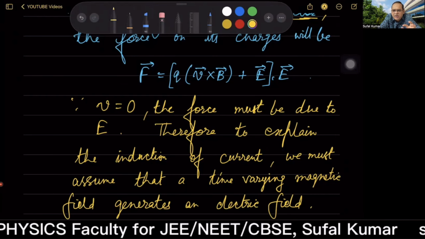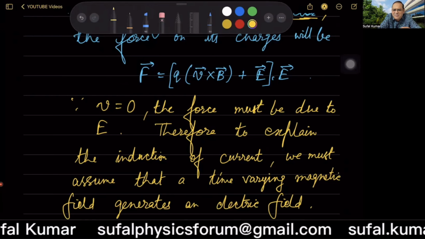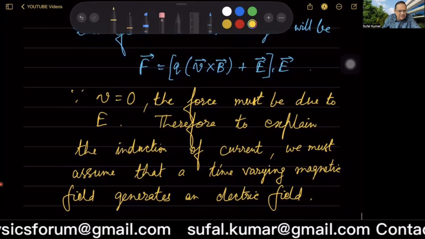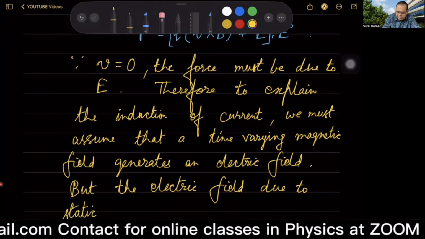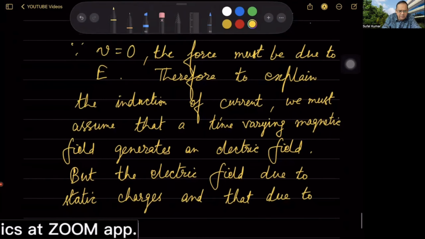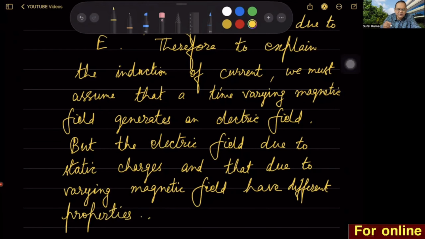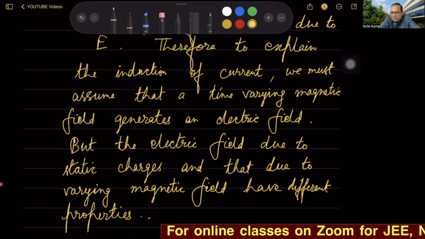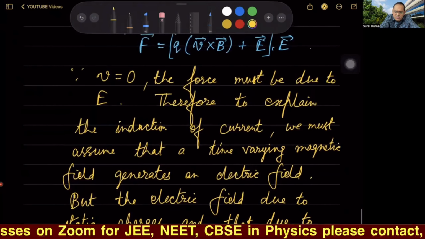This kind of point we'll come across while studying electromagnetic waves. But the electric field due to static charges and that due to a varying magnetic field have different properties. Time varying magnetic field means dB upon dt. Hence, we have discussed this point also.